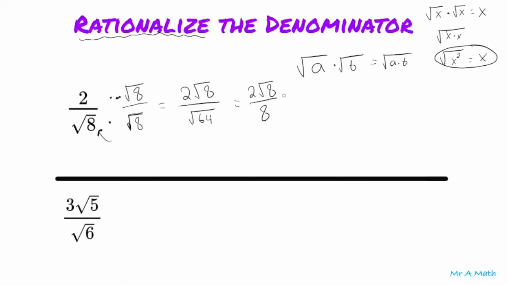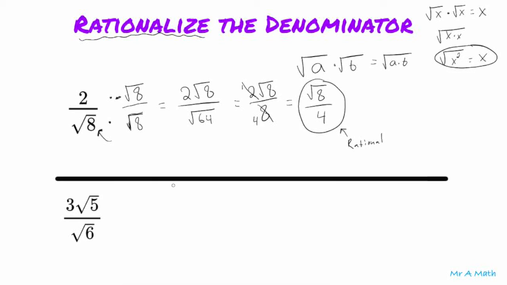And now, before I circle my answer, I realize I can simplify this down. The 2 and the 8 combine to get me a 1 and a 4. So this leaves me with the square root of 8 over 4 as my answer. And so that is a rationalized fraction. They have the same value, except this is in full rational form right here.